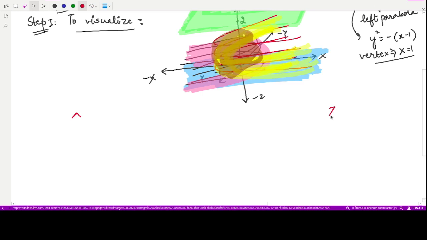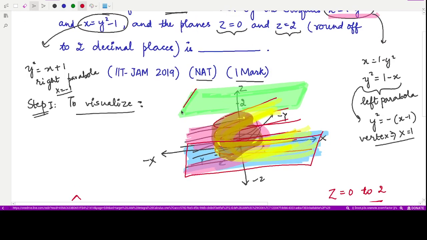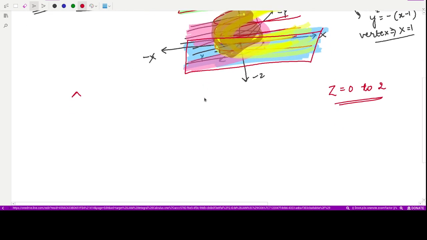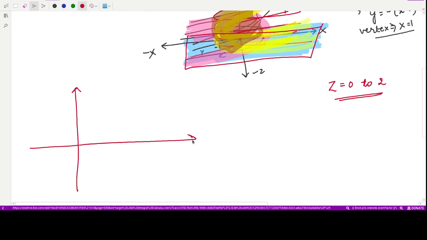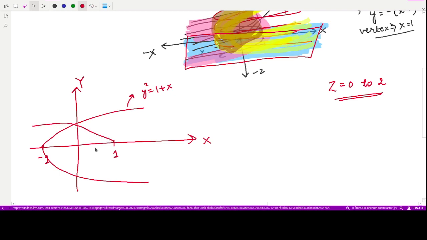So that means our limits for z would simply be from z is equal to 0 to 2, right? Because we are to move in the z direction from the plane z is equal to 0 to the plane z is equal to 2. Now if I draw the y and x axes like this in 2D, one parabola will have the vertex at 1 and another one will have the vertex at -1. So this is the parabola having equation y square is equal to 1 plus x, and you will have another parabola passing like this.